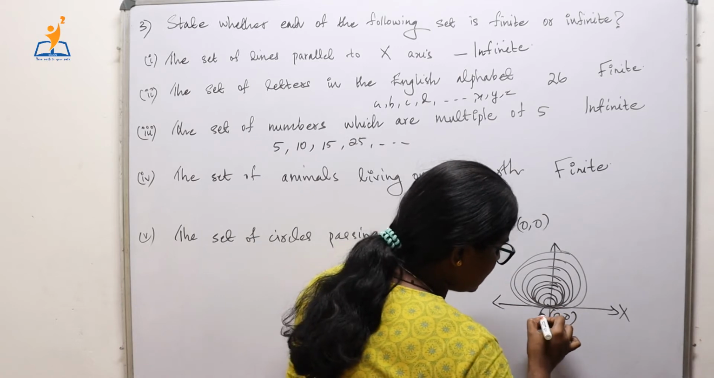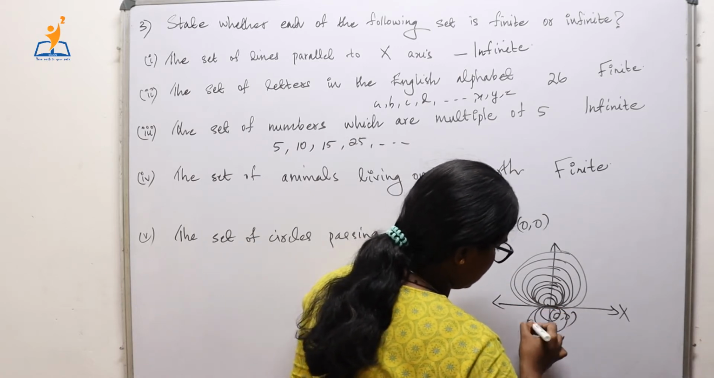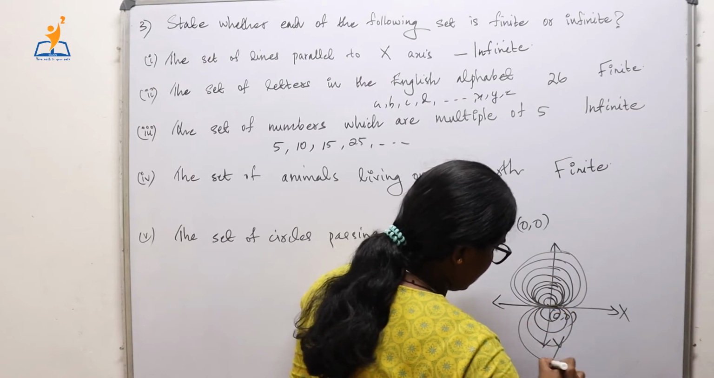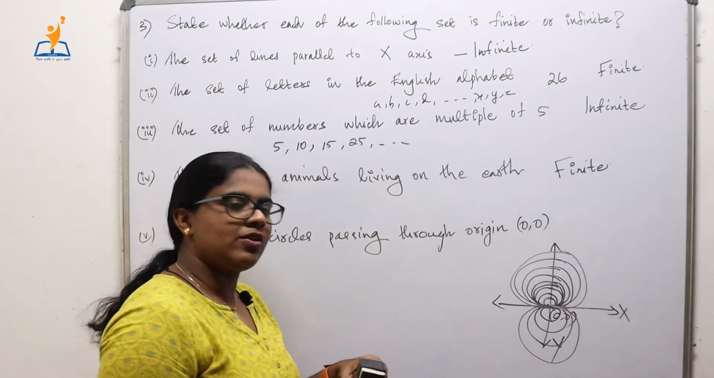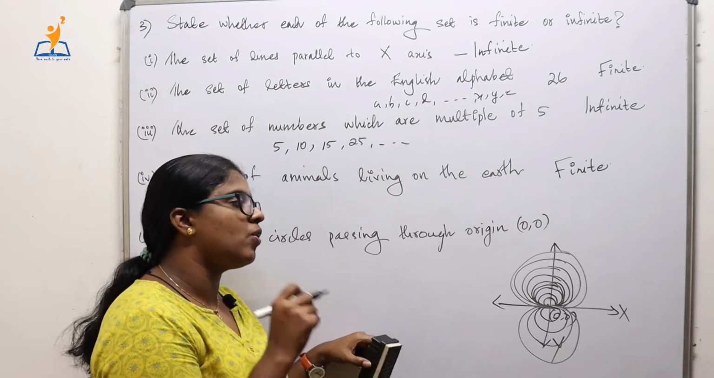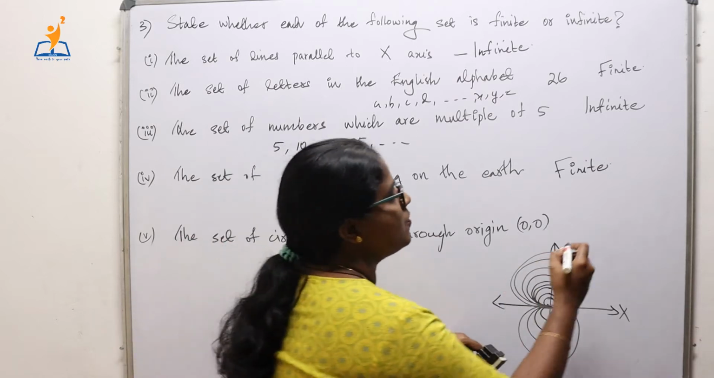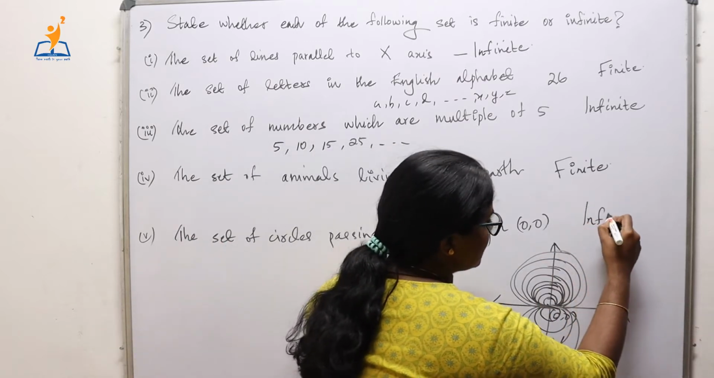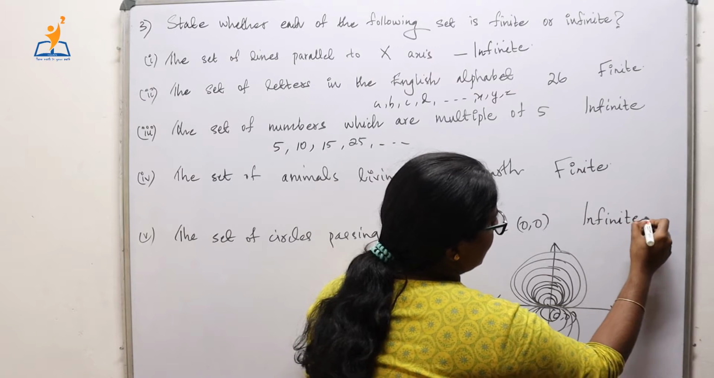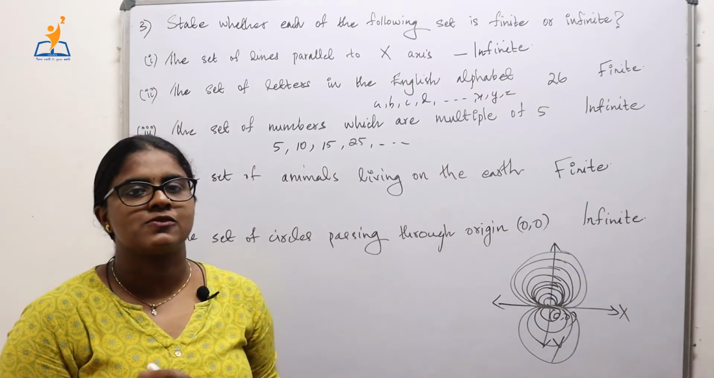Also this is a circle passing through the origin. This is a circle. Again this is a circle, and it goes like that. So the number of circles passing through the origin, that is 0, 0, is not a definite number, which means this particular set is also an infinite set. So that's the end of the third question from exercise 1.2.